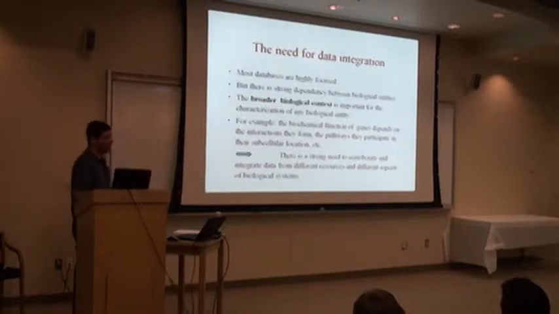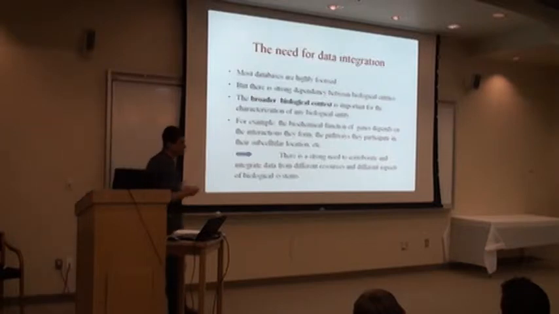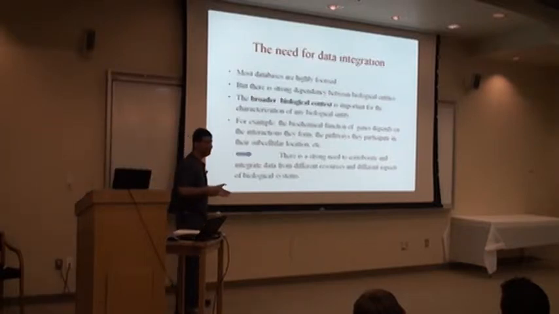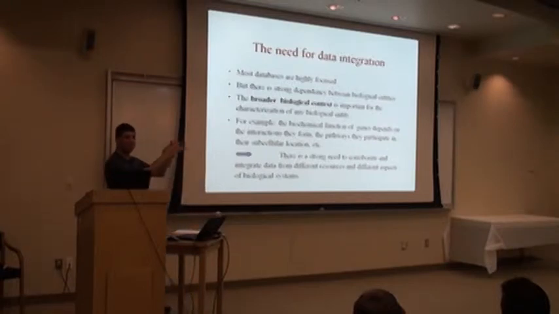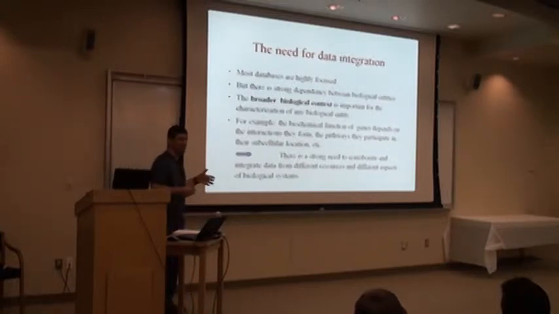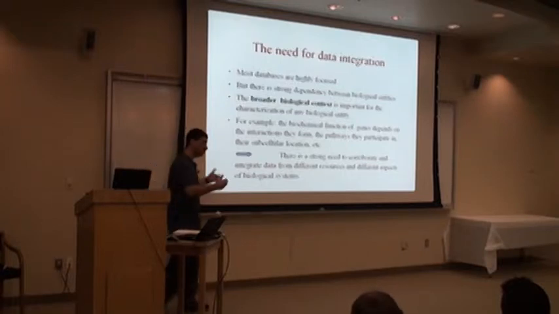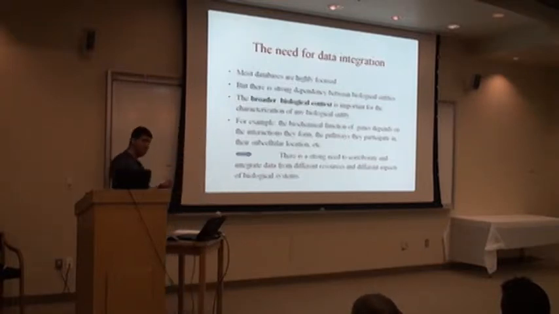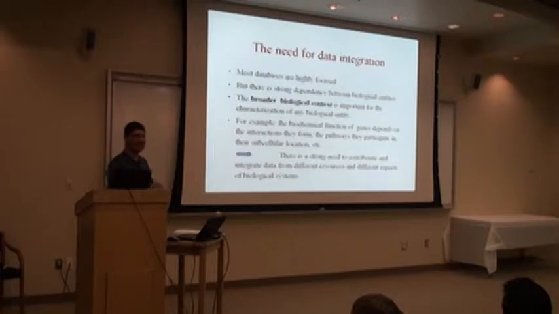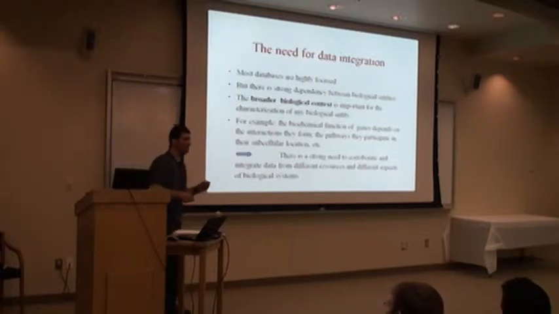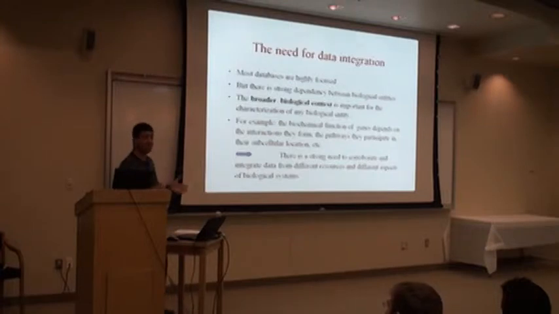But in reality, there is a very strong dependency between different biological entities. Going back to the first slide, there are all those functional molecules, proteins and RNA and DNA, and they interact with each other, and they're part of pathways. So if you want to characterize the biological function of any entity, you really need to look at all the interrelated entities. You cannot just look at the protein sequence or just the interaction. You really have to understand all the components.